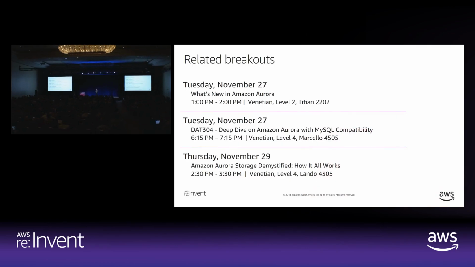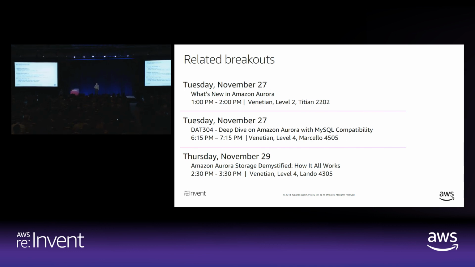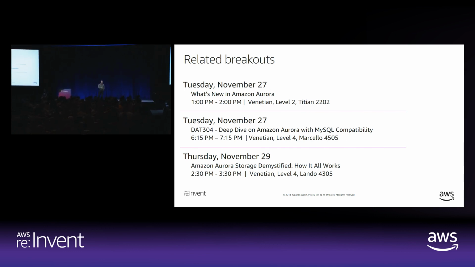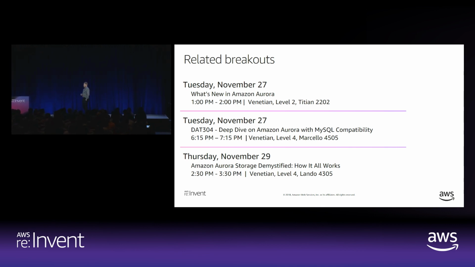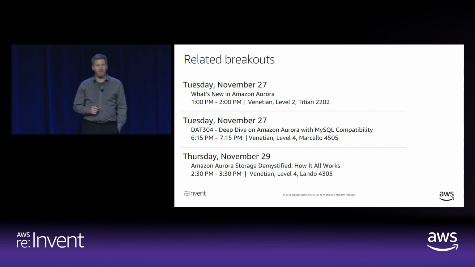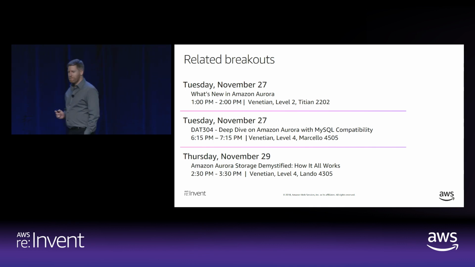So before we get into Aurora Serverless, I wanted to call your attention to a few related breakout sessions that you may want to attend if you want to look at Aurora more broadly outside of the scope of serverless. On Tuesday, tomorrow, we have What's New in Amazon Aurora, 1 p.m. here in the Venetian. We also have at 6:15 p.m. Deep dive on Amazon Aurora with MySQL compatibility. You may want to check that one out as well. And then on Thursday, we have Amazon Aurora Storage Demystified, also here in the Venetian. So please check these out if you're available. I think you'll find them very interesting.